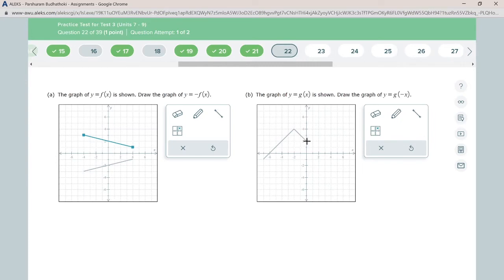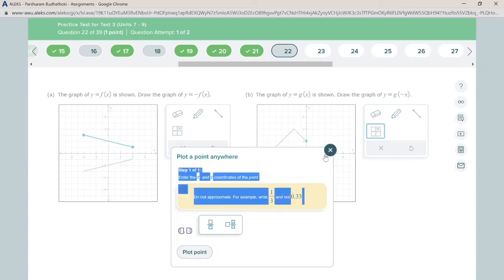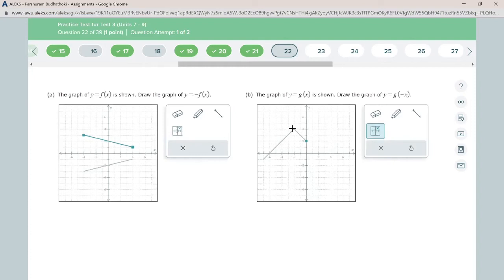So you start with this point 0, 2. The y coordinate is the same, and the x coordinate instead of 0 you have to make it -0, but -0 is 0, so that's the same point. At 0 the y coordinate is 2, so this point doesn't change. For this point, if you look at the point at -2, the value of y is 4, so we just flip it to the other side. So at +2 the value of y would be 4.